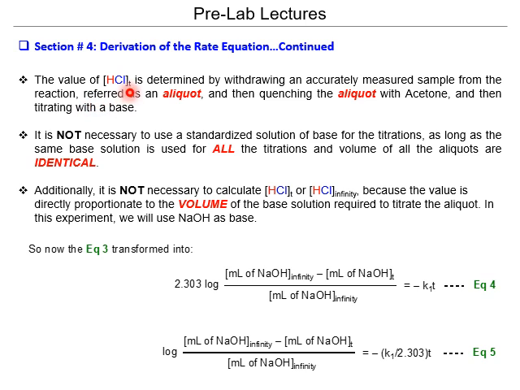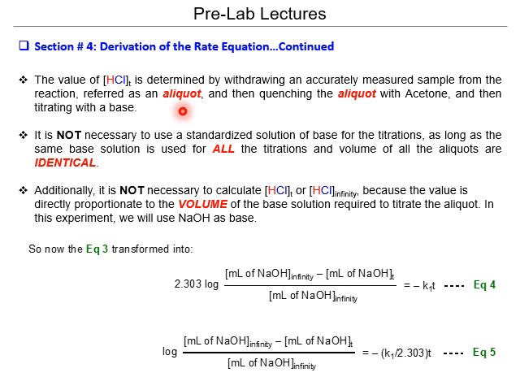The value of HCl at time t is determined by withdrawing an accurately measured sample from the reaction, referred to as an alkyl or sample, and then quenching the alkyl with acetone and titrating with a base. It is not necessary to use a standardized solution of base for the titrations. We do use a standardized solution in my lab. Usually labs will have that. Sometimes it's 10% for an acid, 15% for a base. As long as the same base solution is used for all titrations and the volume of all alkyls are identical.